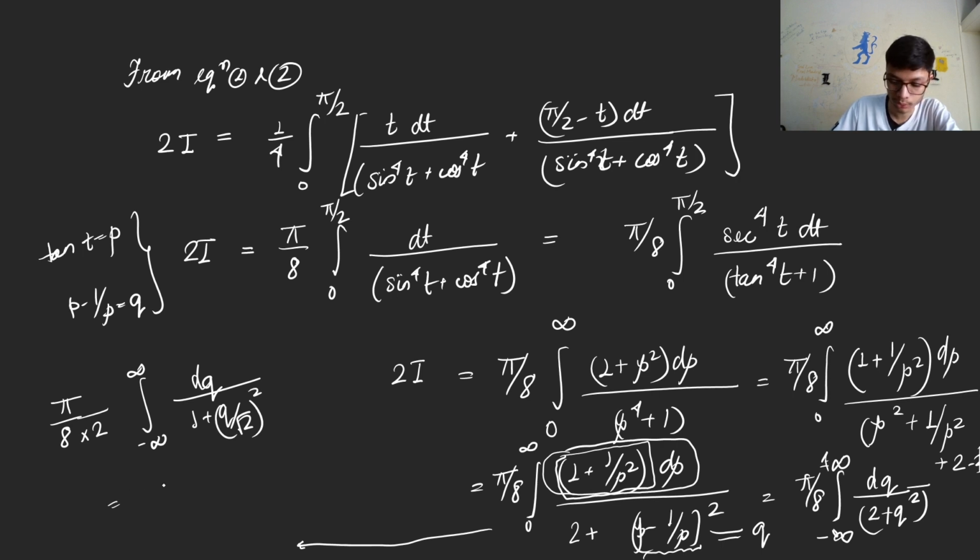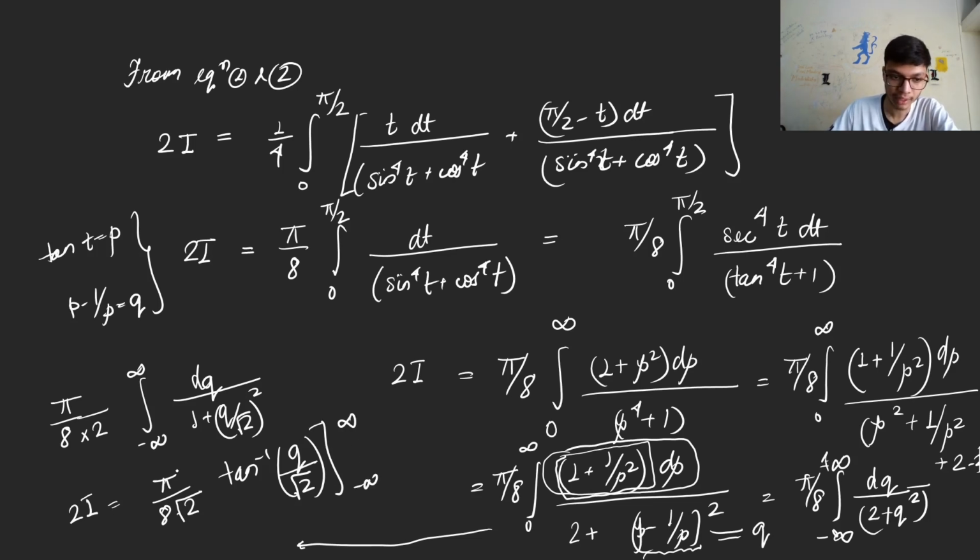Now this is going to be equal to pi by 8, and then tan inverse of q by root 2, again divided by 1 by root 2, and the 2 and 1 by root 2 will cancel out to give 8 into root 2. So that is going to be the value of the integral, that is 2 times I, from the limit minus infinity to plus infinity.